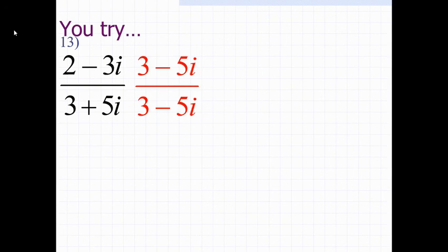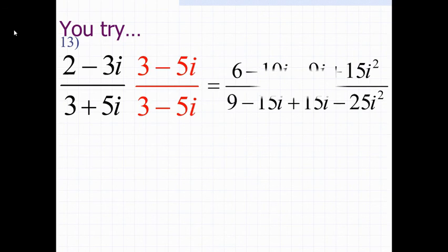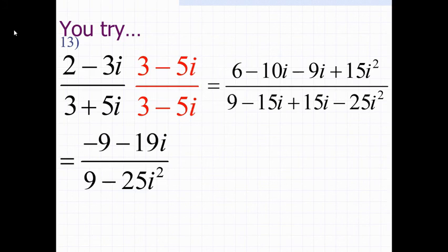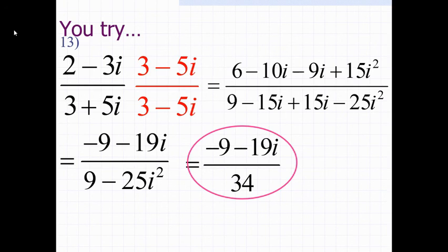That's right, it's going to be 3 minus 5i. Then we have to FOIL the top and the bottom. So we get 6 minus 10i minus 9i plus 15i squared for the FOILing on top. Notice on the bottom we get 9 minus 15i plus 15i. Those two are going to cancel. Minus 25i squared. So we wind up, when we combine terms, with negative 9 minus 19i over 9 minus 25i squared. The 25i squared, remember that i squared is a negative 1, so you wind up adding the 9 and the 25. There's nothing here that's going to simplify, so that is our answer.